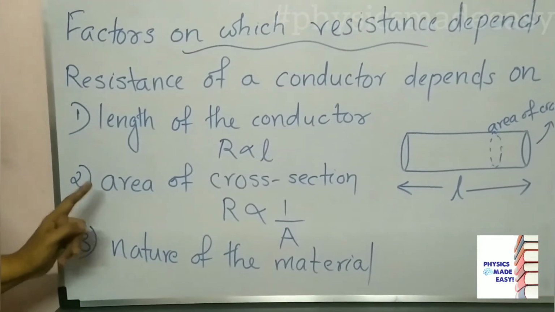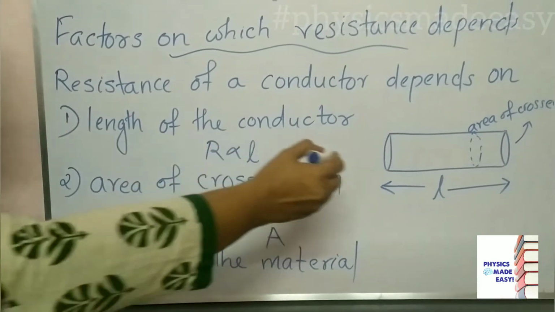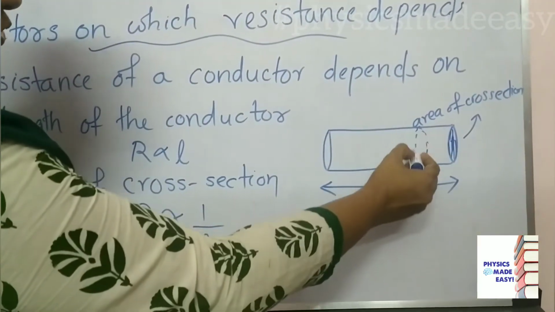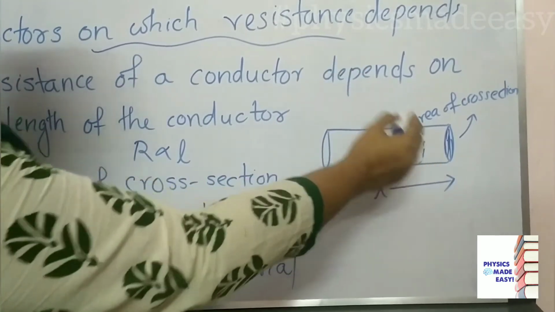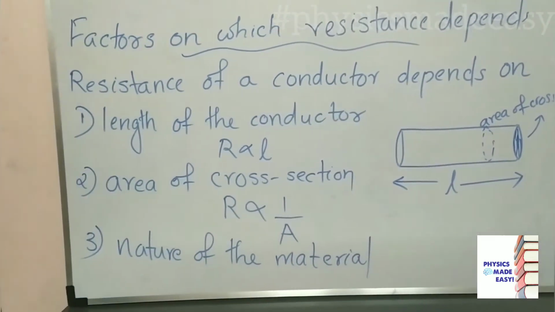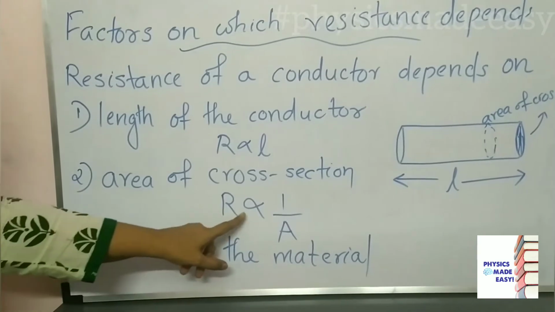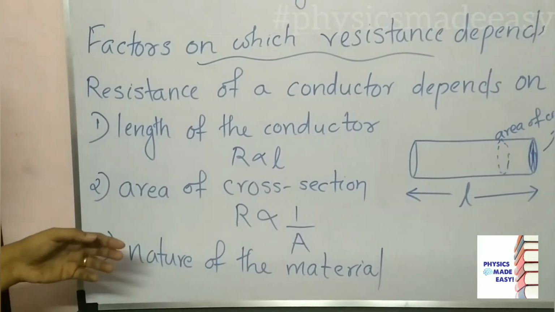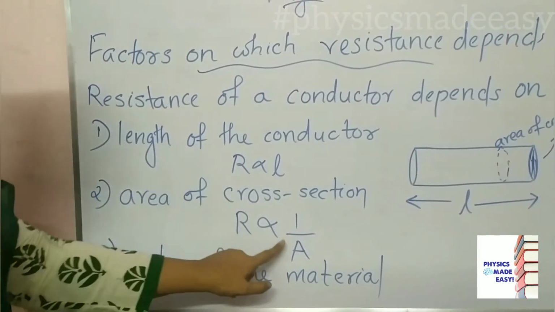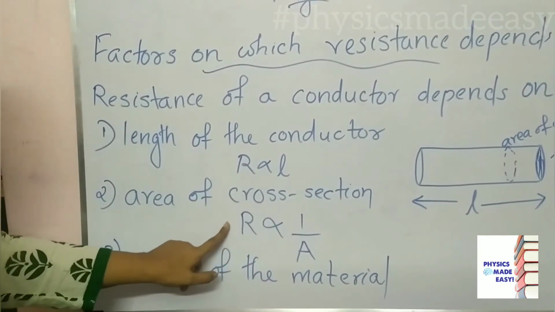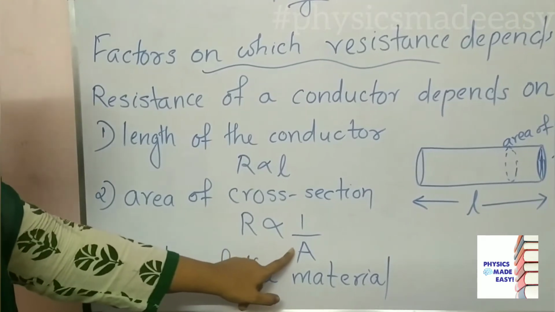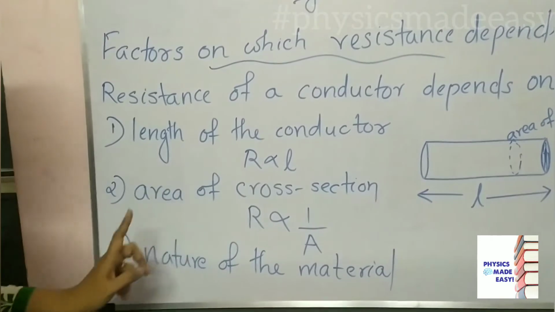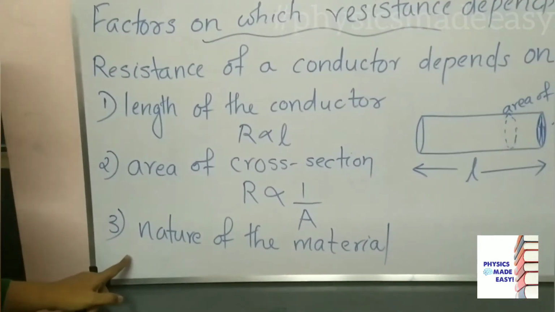Second one, area of cross section. Area of cross section means this one, area of this one. Here also you can see this is also this area only, area of cross section. Resistance is inversely proportional to area of cross section. What do you mean by that? If the area of cross section increases, resistance will be decreased. If area of cross section decreases, resistance will be increased. The third one, that is the nature of the material.